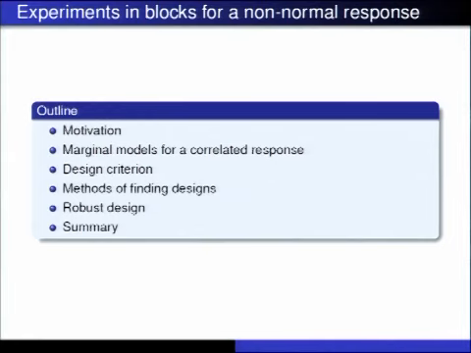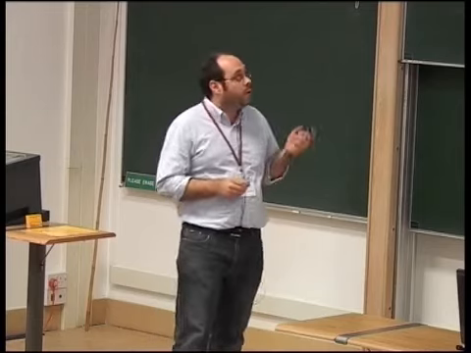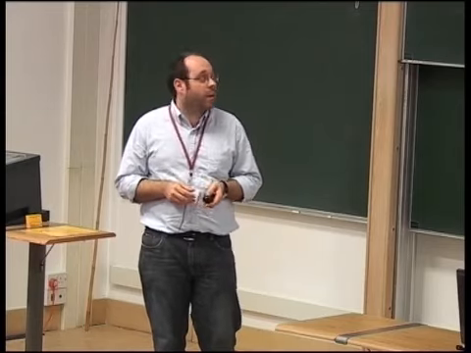I'm going to start by talking about the type of experiment that I'm thinking about and give you an example, and then I'll look at some different modelling strategies for dealing with a correlated response, and in particular I'll focus on marginal modelling. We'll look at the design criterion and some methods of finding designs, and all these designs will depend on the model parameters, rather like we heard in the last talk, and so we'll talk about some ways of trying to overcome this.